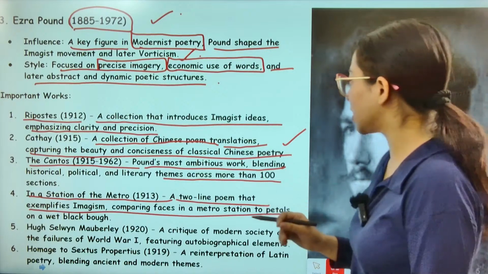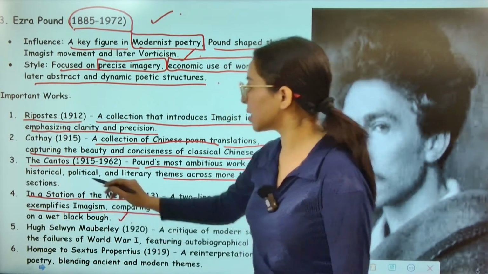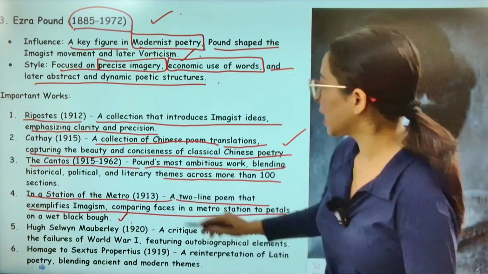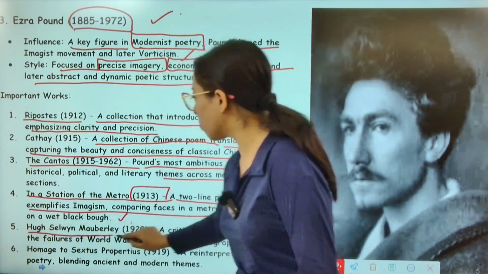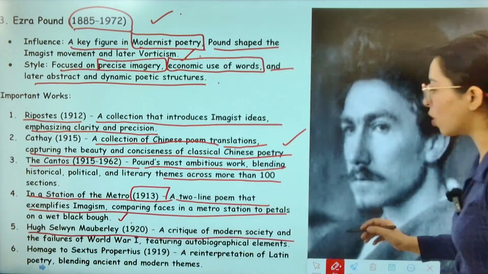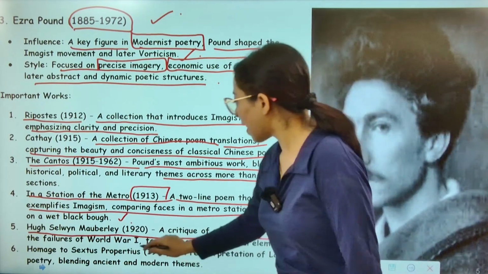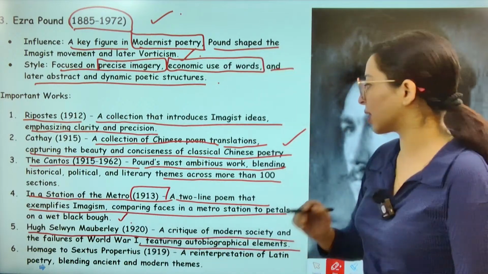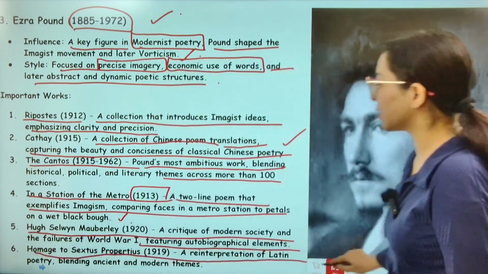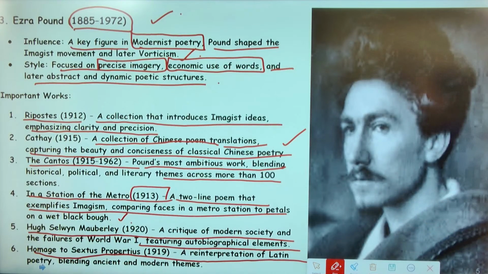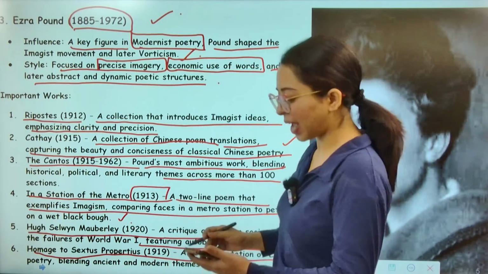And In a Station of the Metro, a 2-line poem that exemplifies Imagism और compare करता है faces in a metro station, petals on a wet black bough. Okay, so this is In a Station of the Metro in 1913. Hugh Selwyn Mauberley, 1920, a critique of modern society and the failures of World War I. And this features autobiographical elements. Homage to Sextus Propertius, 1919, ये एक और work था जो कि the reinterpretation of Latin poetry, blending ancient and modern themes.